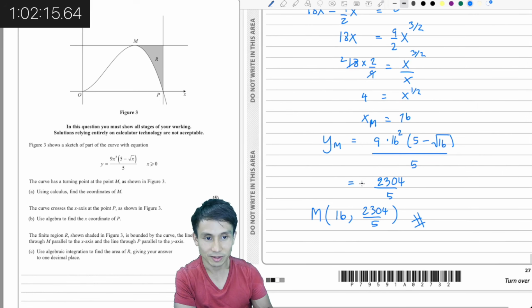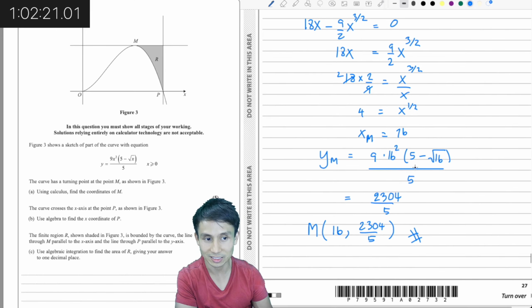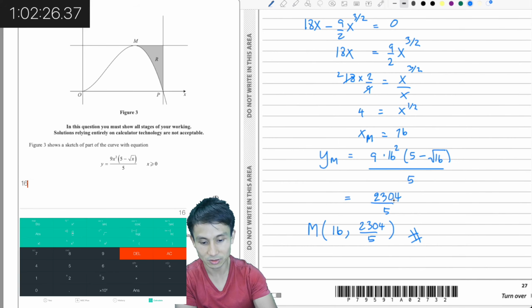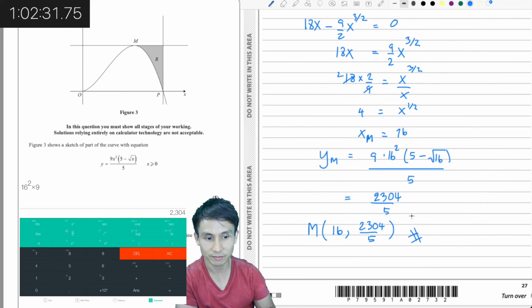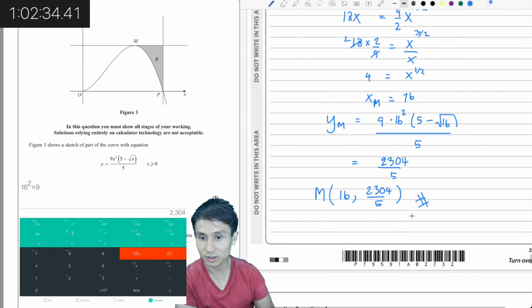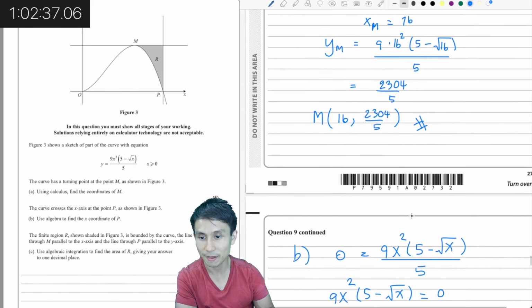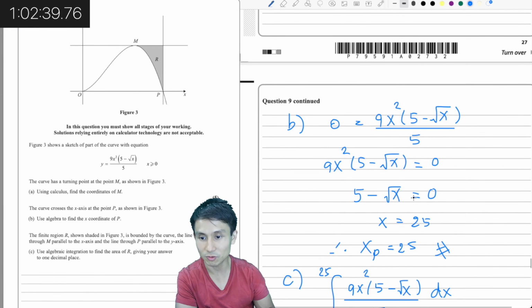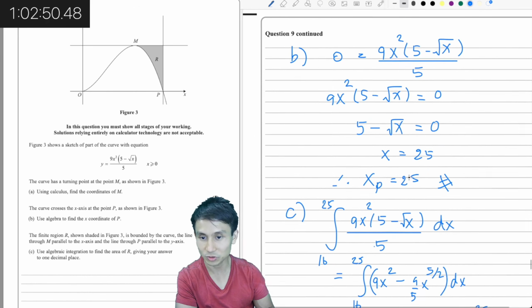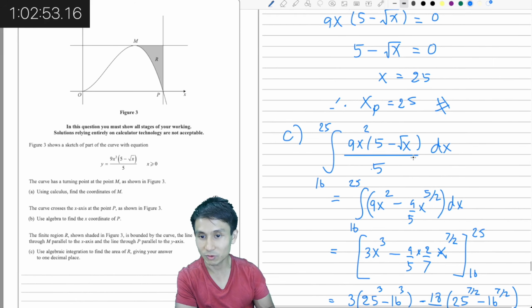16. And then ym, we find that by just putting x of 16 into the equation. So we get that whole lot. So 16 squared times 9 is 2,304 over 5 there because we have an over 5 there. So yeah, that's m. And then for b, we put the whole thing to 0 to find the x coordinate of p, which should be 25, right? And then we're going to integrate that.